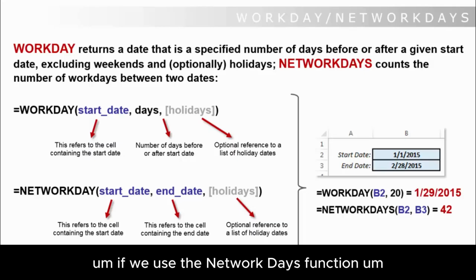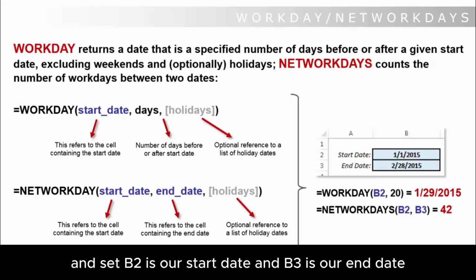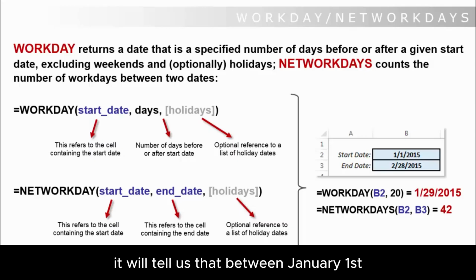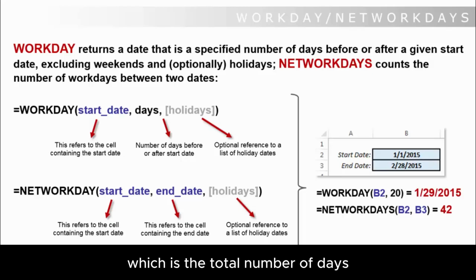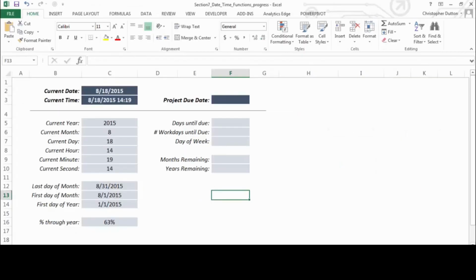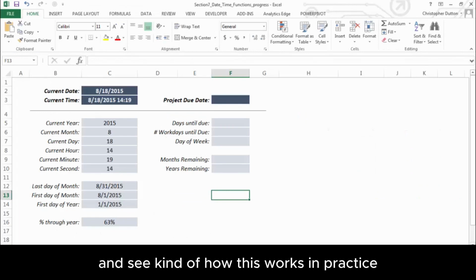If we use the NETWORKDAYS function and set B2 as our start date and B3 as our end date, it will tell us that between January 1st and February 28th, 2015, there were 42 working days, which is the total number of days minus all of the weekends. So let's jump into Excel and see how this works in practice.